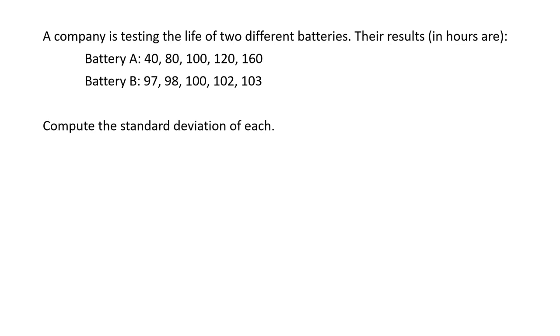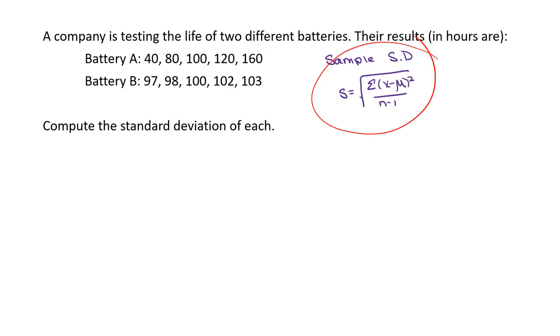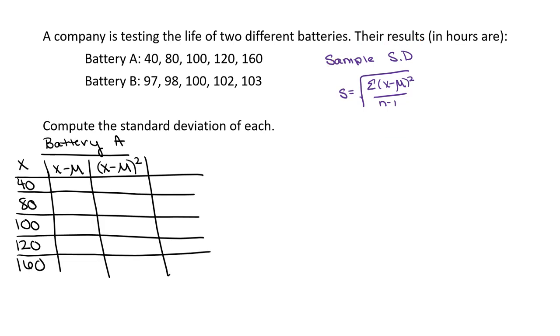So the first thing you're going to do in any standard deviation computation is find the mean. And I already did that. I found the mean. It was 100. Now, I would say both of these are samples because they didn't test all of their batteries. They just picked 5 to test. So we are going to use that sample standard deviation formula and divide by n minus 1. I think most of the time that's the formula you're going to use.